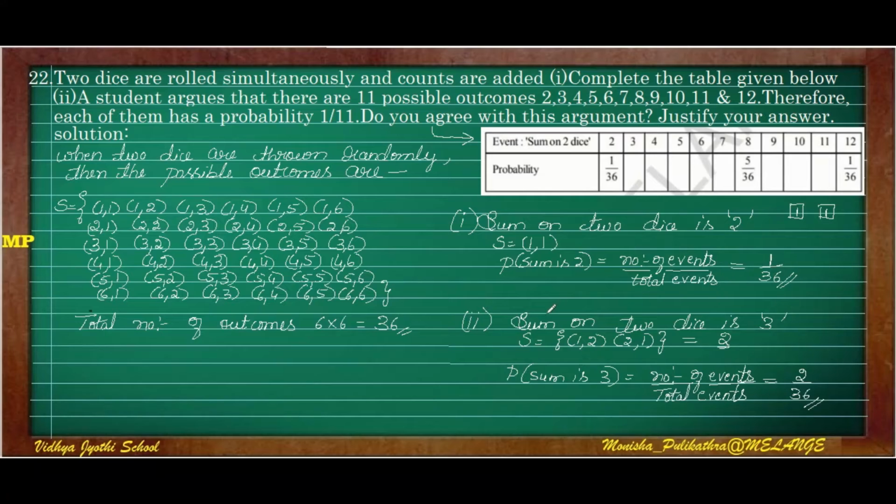Okay, in the same way, the sum on 2 dice is 3. We have taken the sum of 2 dice as 2, next it is 3. 1 plus 2 is 3 and 2 plus 1 is 3. Apart from this, no other possibility gives a sum of 3. So for a sum of 3, only 2 possibilities are there, so the number of events is 2. The probability of sum 3 is 2 by 36, as the total number of events is 36. In the same way we have to do this for sum 4, sum 5 up to sum 12. I hope you understood the method.